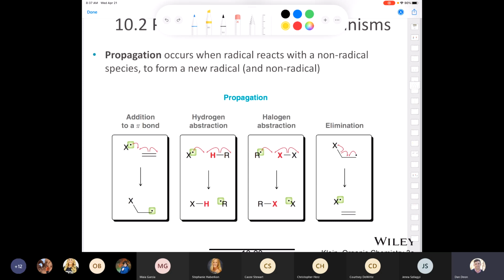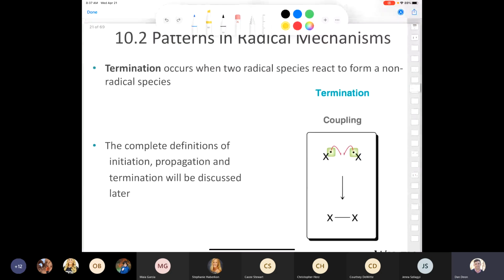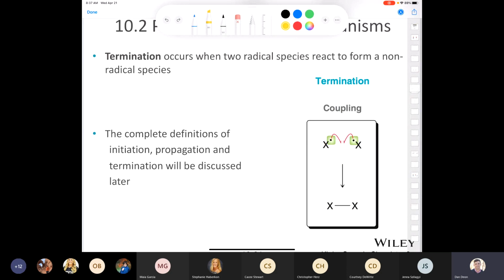Well, you can guess what termination is going to be, can't you? Termination is where you start with a radical and you end up with no radical, and that's absolutely correct. It's where you take two radicals, bring them together in a coupling mechanism, and you end up forming something that has no radical. So initiation, propagation, and termination. These are patterns that you have to know when you're looking at radical mechanisms.